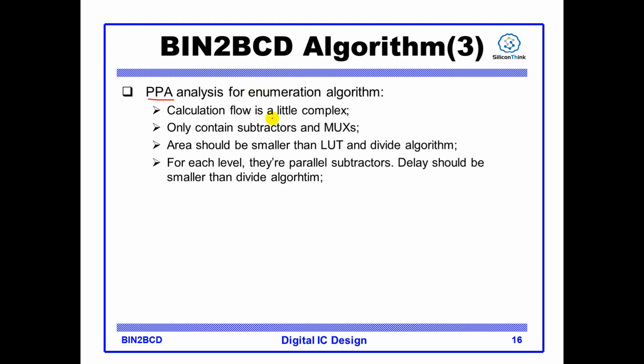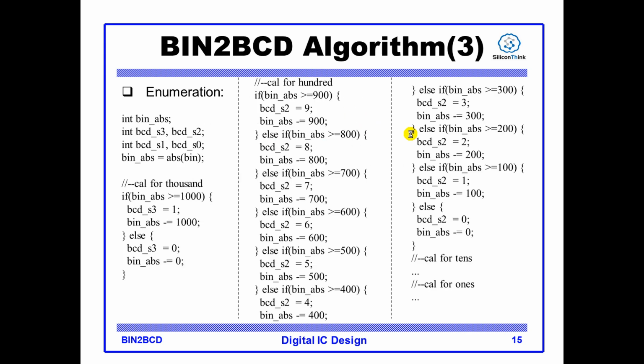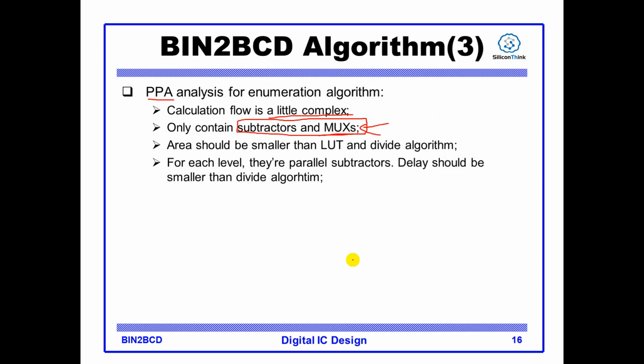The calculation flow is a little complex, but it just contains subtractors and muxes. Okay, you will first figure out the architecture, then you will get this conclusion. They're just subtractors, and this if, else if, else if, else if, else if should be muxes. Yes. Okay. So I think the area should be smaller than the LUT and the divide algorithm.